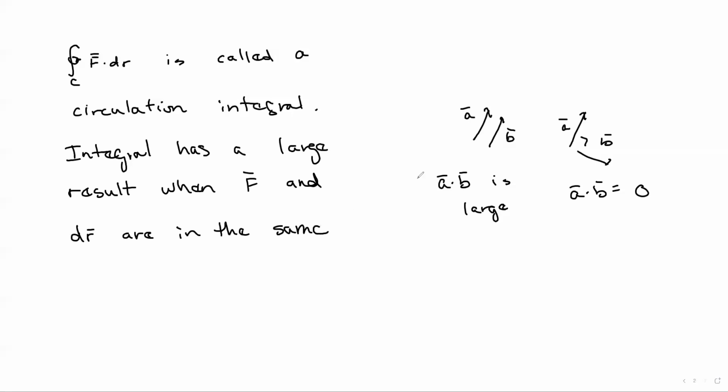Okay, and the reason is what we just said. This is a dot product calculation right there. And so you're going to get a large amount here when F and dr are in the same direction, and you're going to get 0 when they're orthogonal.